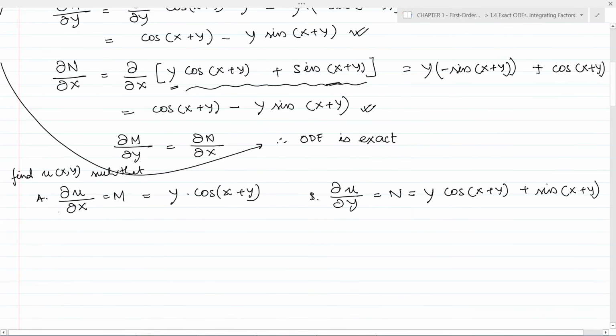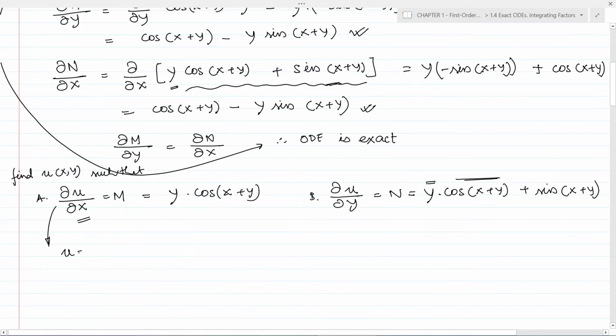We can see here that using equation A will be easier, because for u we will write the integral of y cos(x+y) dx, and y will be taken as a constant. So, y will go out of the integration and we have to integrate cos(x+y), where y is a constant. But for the second equation we have to integrate this whole term with respect to y, and the first term is also a variable and this whole term is also a variable. So, we have to use integration by parts, which will be a little bit lengthy and more difficult. That is why we are going to use equation A.